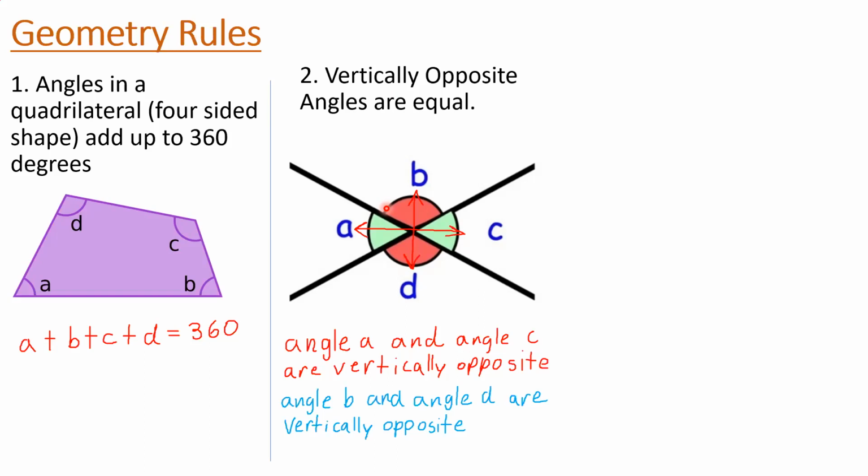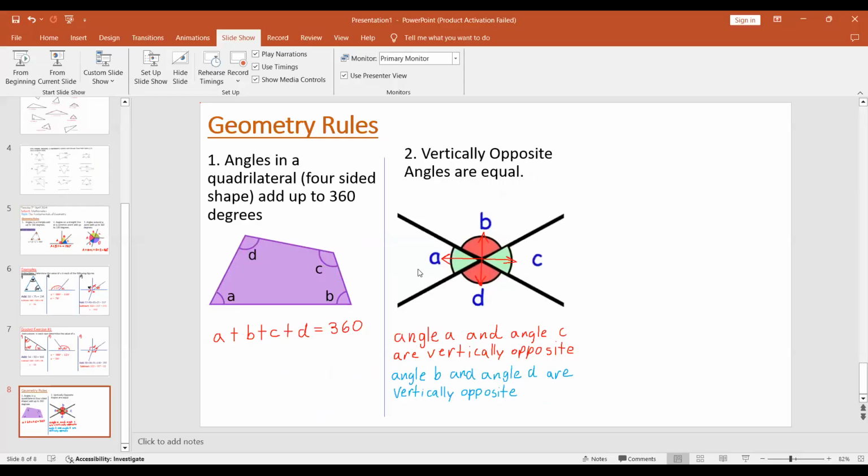All right, let's move on to the next one. By the way, do you understand the second rule? Let me know if you understand the second rule, please. Yes, sir. Good. Okay, then the next rule states that, so we know that vertically opposite angles are equal.